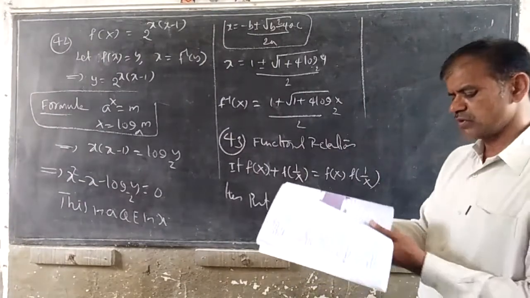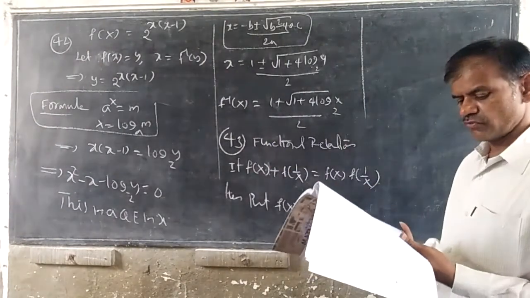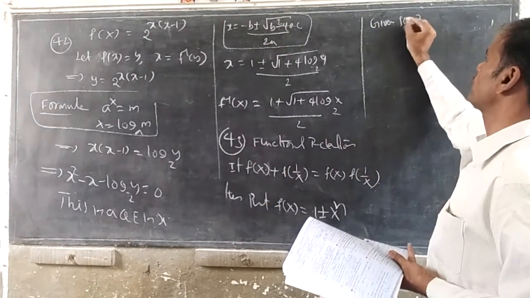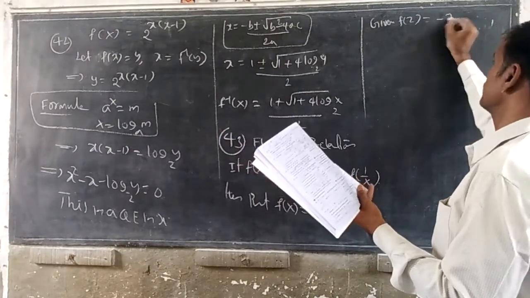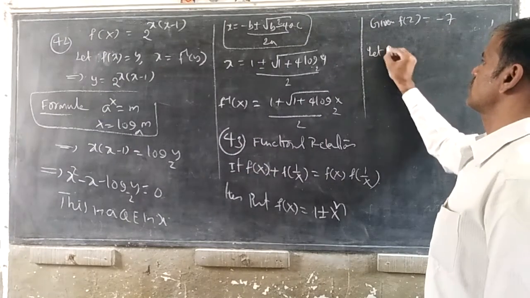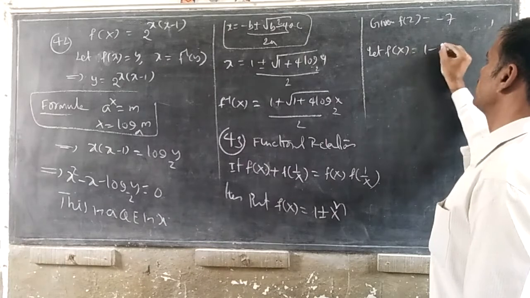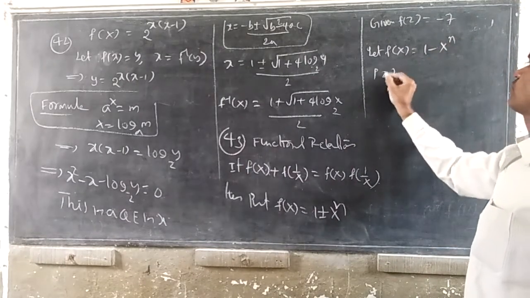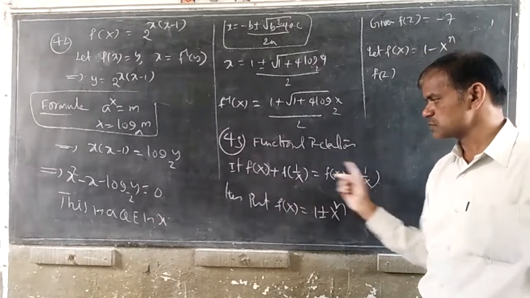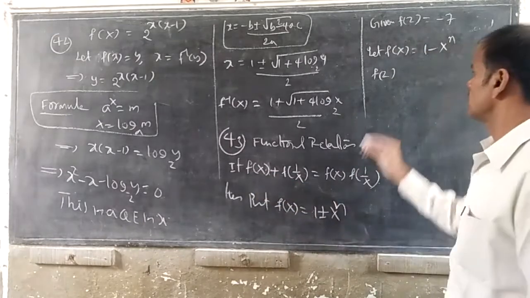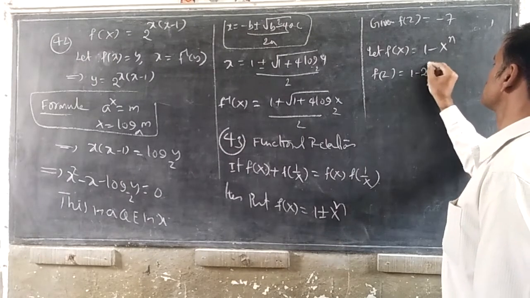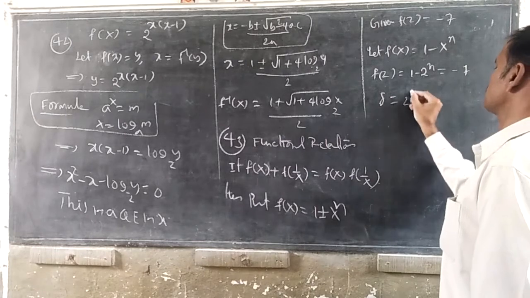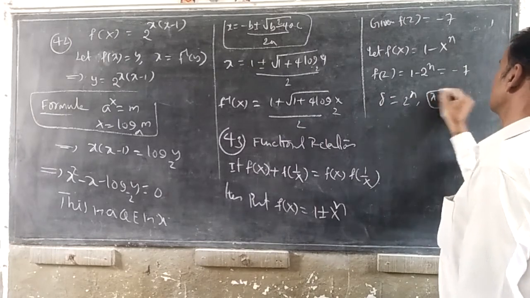According to the options, now we can verify f of x plus f of 1 by x equal to f of x into f of 1 by x, given f of 2 equal to minus 7. So let f of x be 1 minus x power n, because minus is there. f of 2 is equal to 1 minus 2 power n, that is equal to minus 7. So 2 power n is 8, so n is equal to 3, confirmed.